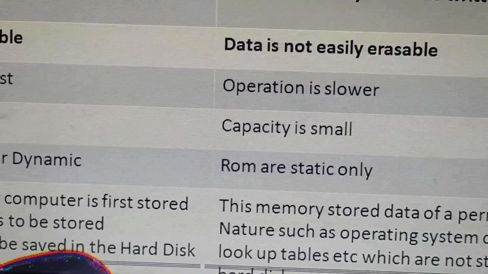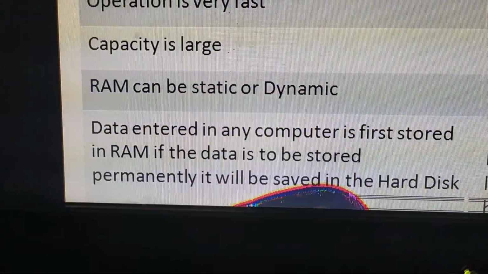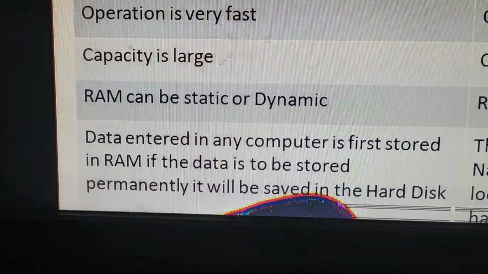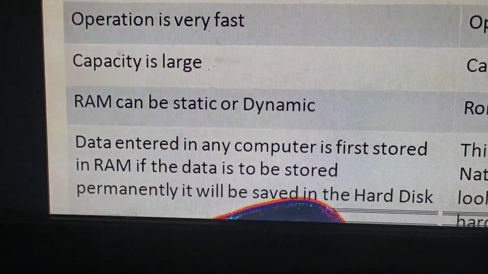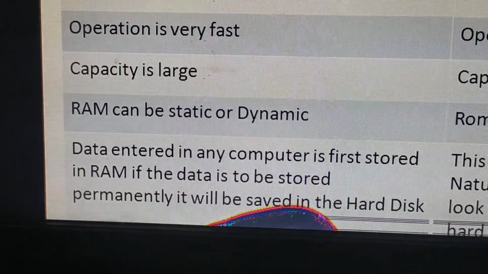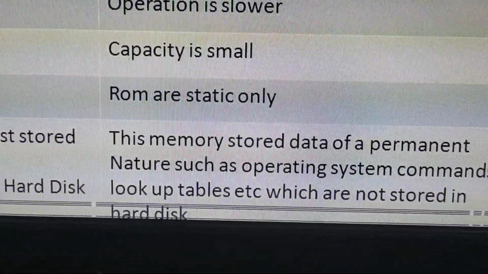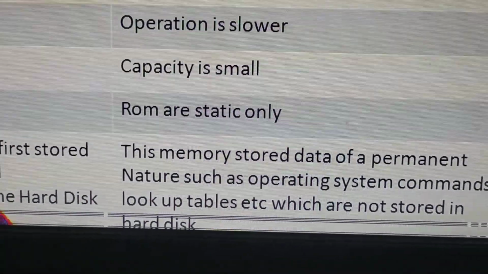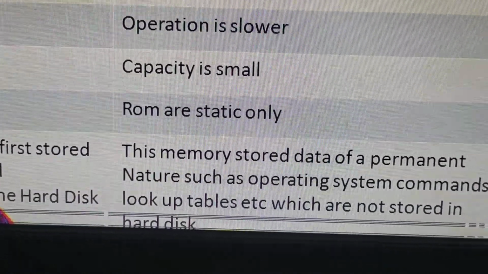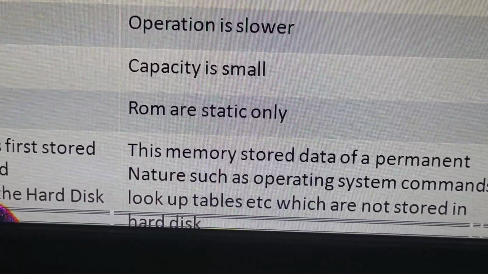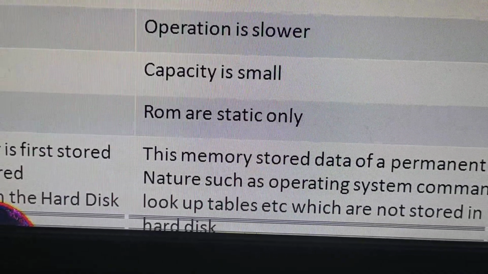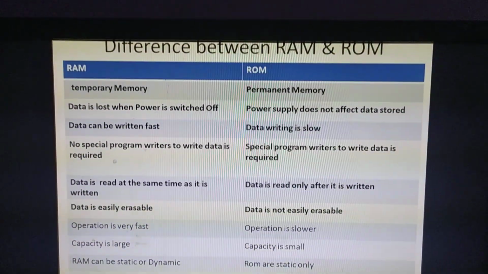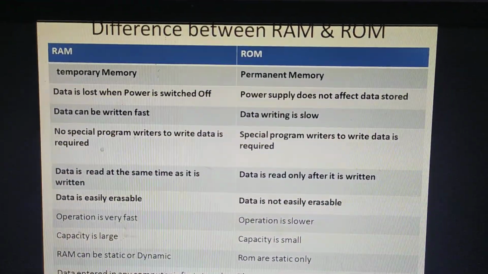In RAM, once data is entered, if you want to store it permanently, you have to shift the data to the hard disk. In ROM that is not required. As soon as you store the data into ROM, the data is stored there permanently. So these are the differences between ROM and RAM.